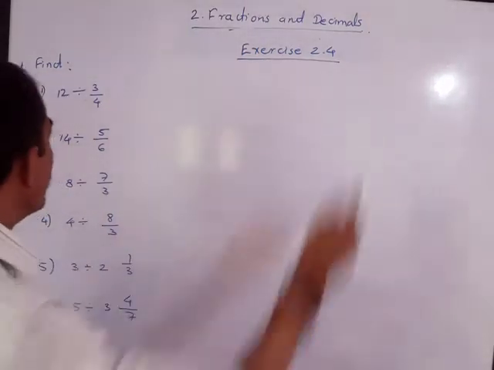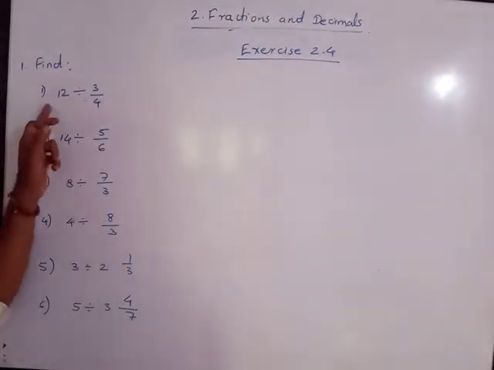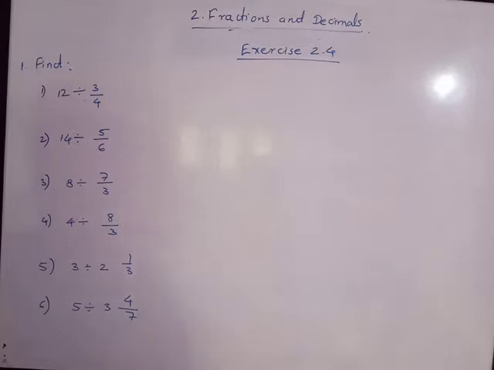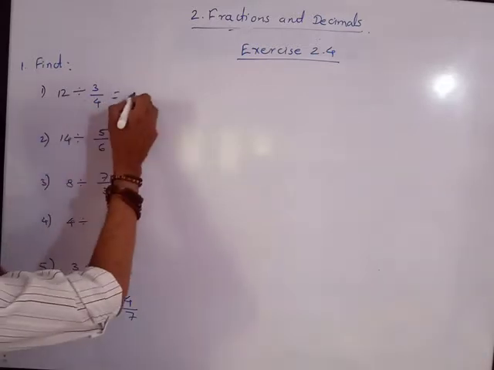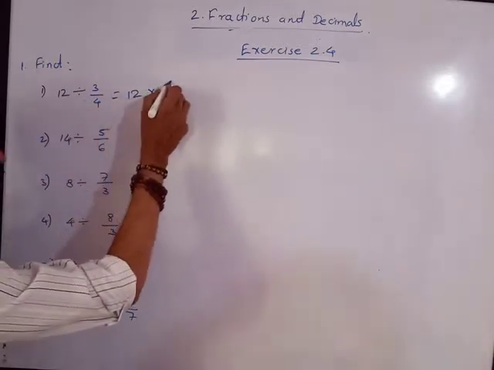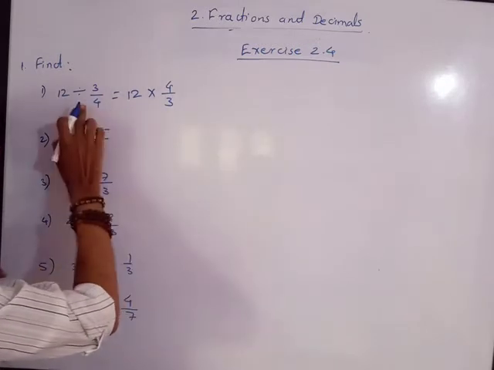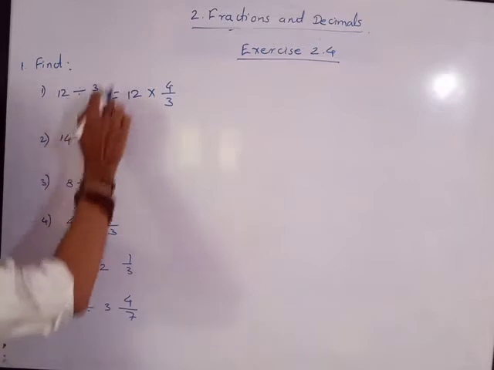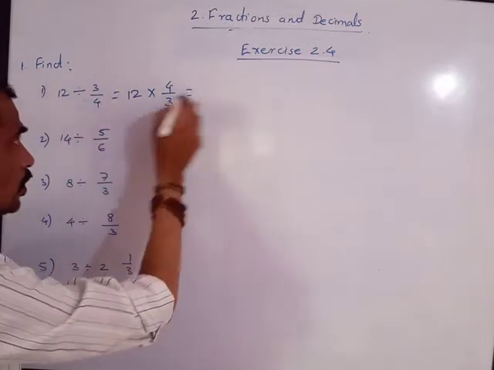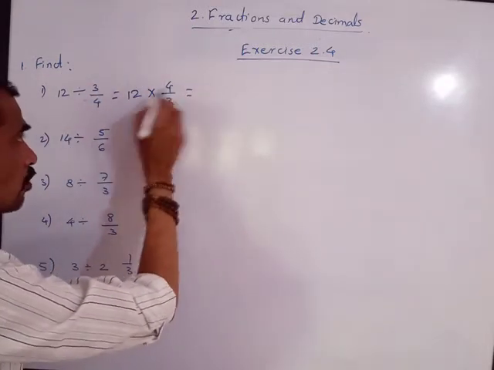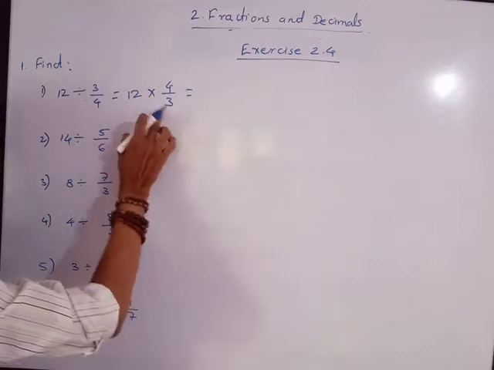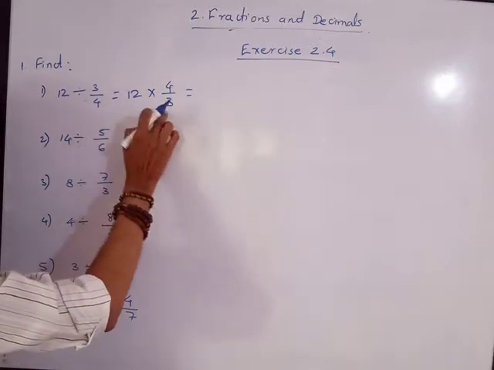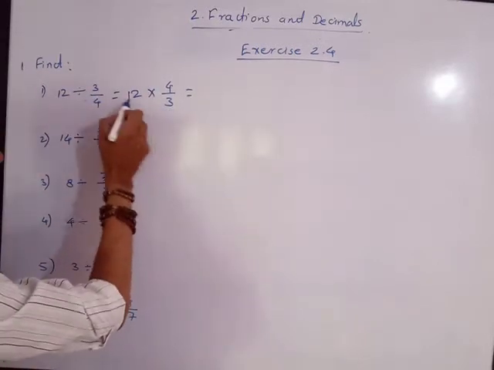Exercise 2.4. First question is find 12 divided by 3 upon 4. Now this is equal to 12 multiplied by 4 upon 3. Please understand division is opposite of multiplication, so we have to multiply by reciprocal of the second fraction. So this is equal to 12 4s are 48 upon 3, or you can reduce this and decrease the number and then multiply. So this is reducible.